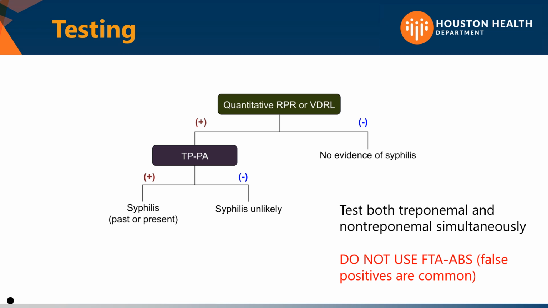For example, pregnancy triggers that, or any other infection, including UTIs or even upper respiratory infections or immune diseases, trigger this FDA to be positive because it's very sensitive. So we are encouraging and also recommending to use TPPA, or treponema pallidum particle agglutination, to confirm syphilis.